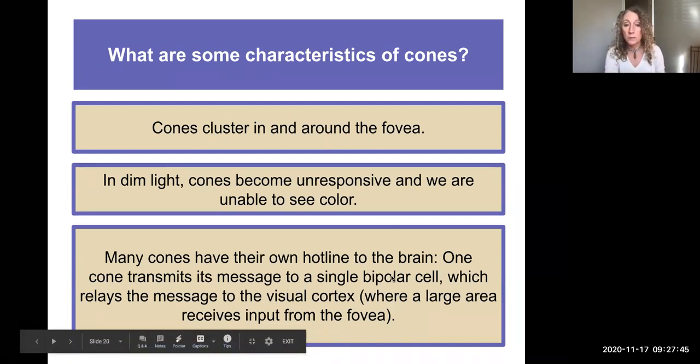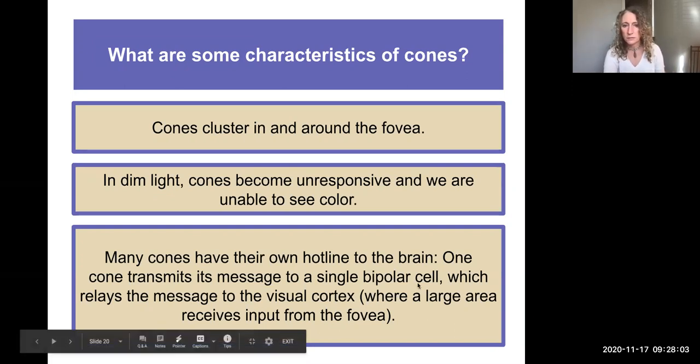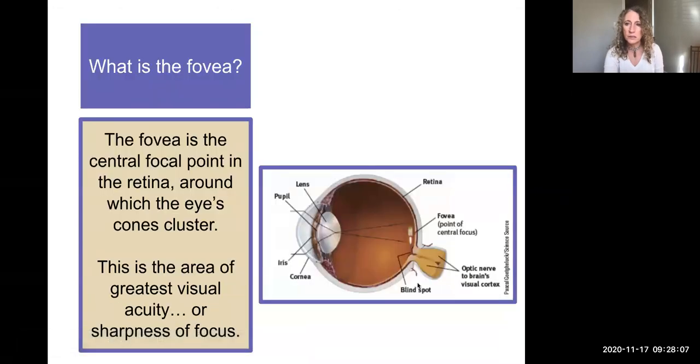And the cone transmits its message to a single bipolar cell, which relays the message to the visual cortex. All right. So, I think that's something new that they kind of have us really focusing on. So just remember, it does have the hotline to the brain and the rods do not. All right. We're going to do some activities in class. I'm just going to kind of go through the important things with you right now.